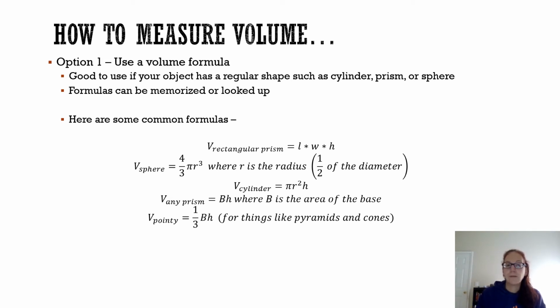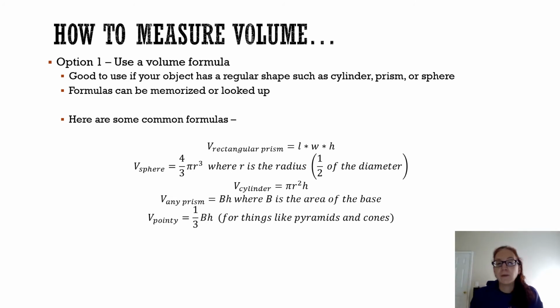So if you were, say, measuring the volume of a marble, you would probably put the calipers around the outside. That's going to give you a diameter measurement instead of a radius measurement. So you would use the calipers to measure the diameter, and then you have to make sure that you divided it by 2 before you plugged it into the formula.